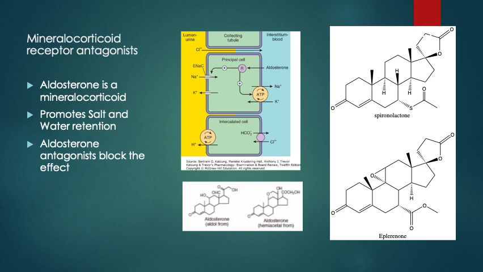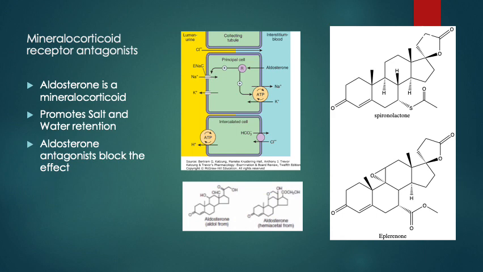Now, there are two groups of potassium-sparing diuretics that we'll take a look at. The first group that we're focusing on are the mineralocorticoid receptor antagonists. Okay, and those are actually going to bind to the same receptor that aldosterone binds to and prevent aldosterone from having its effect. Now, aldosterone is a powerful mineralocorticoid.